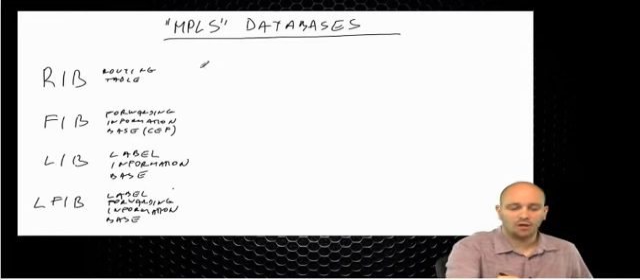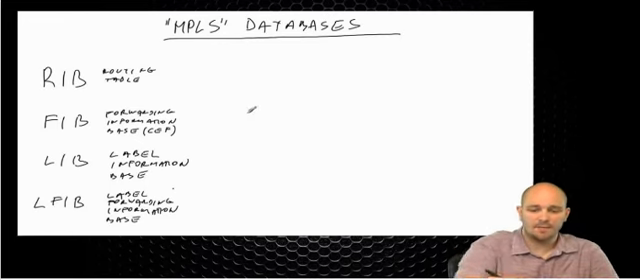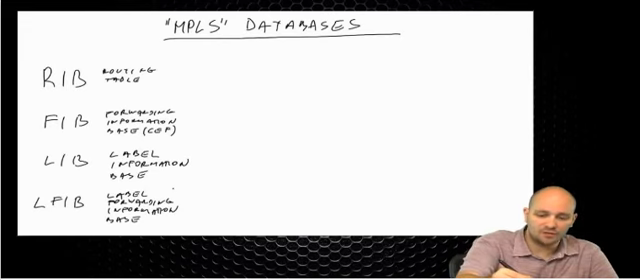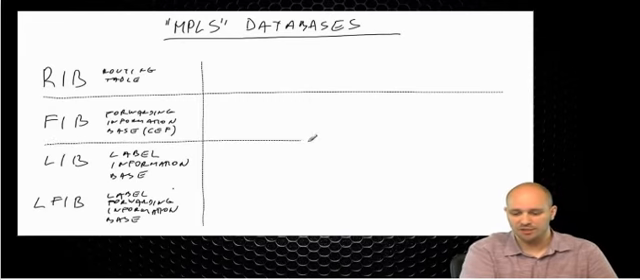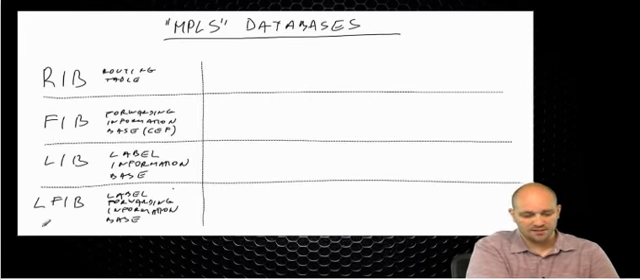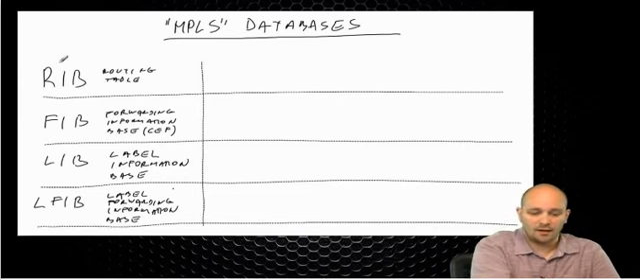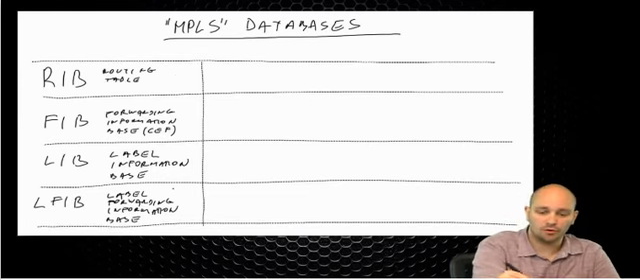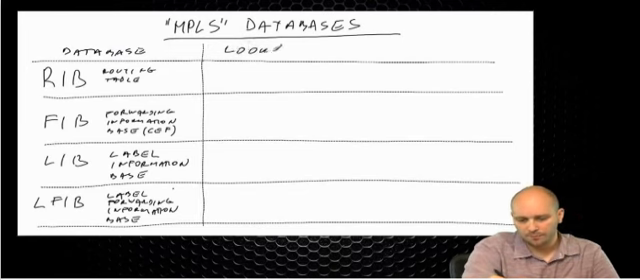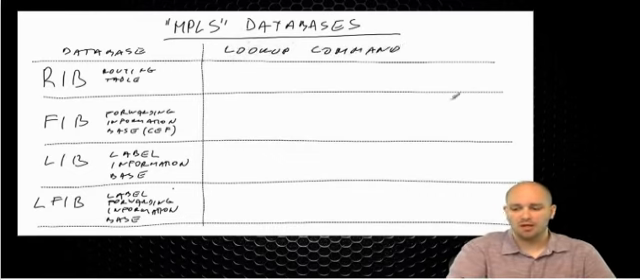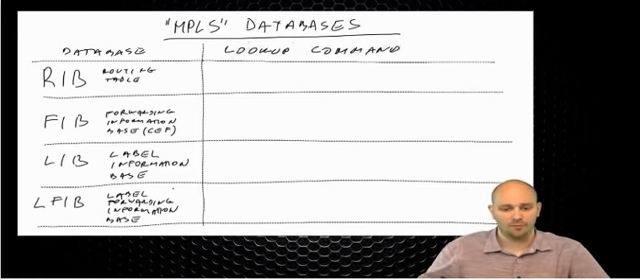Now, let's take a look at how these databases are built. Before I do that, I'm just going to give you a quick cheat sheet here, because you know that I really, really like cheat sheets. So I'm just going to turn this into a very quick table. Here we are going to have the database, and let's add a field for the lookup command, so we can see which command you can use in Cisco IOS to look into the information of this base.